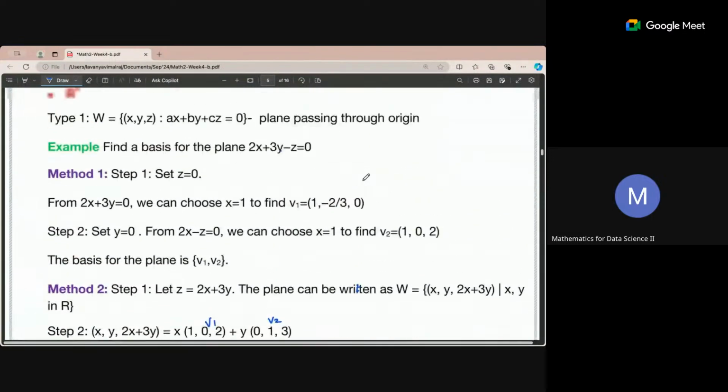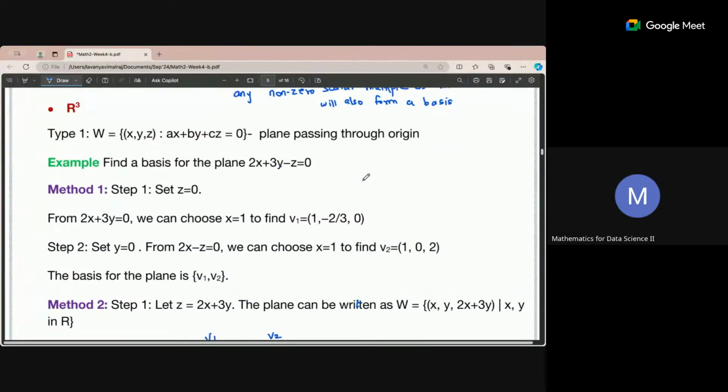So is this method clear? Are both methods clear for finding the basis for a given subspace? Ma'am, the first method is not very clear. First method, I didn't understand this.